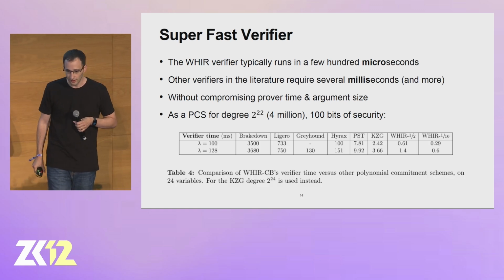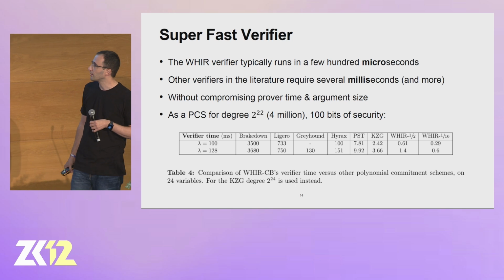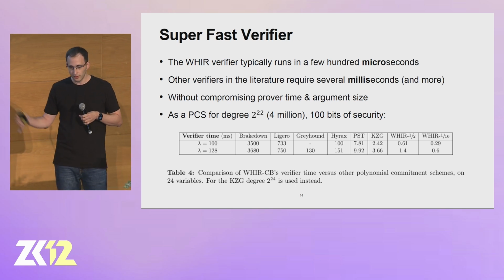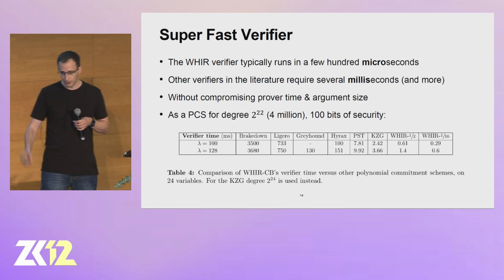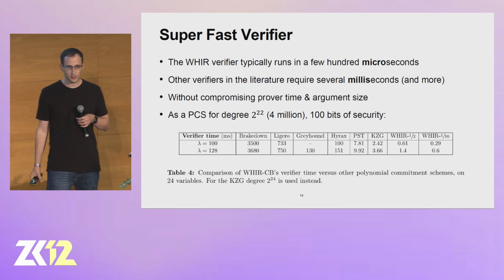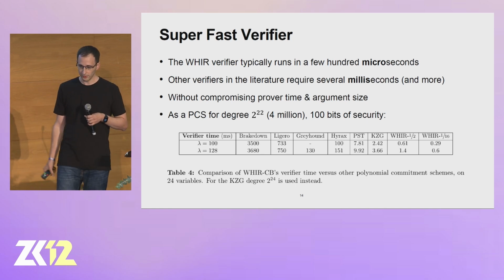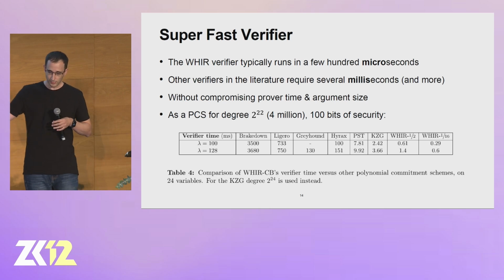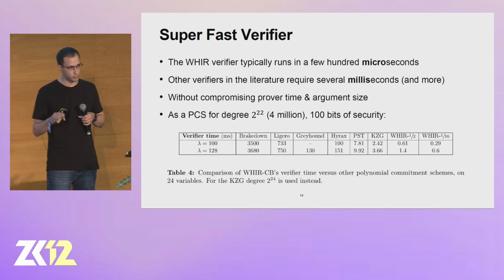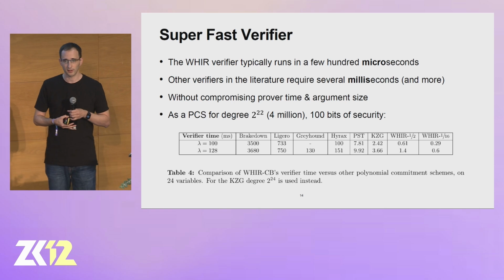Sorry, here's a slightly more detailed comparison with other schemes. So we have KZG here, and Ligero, and Brakedown, and Hyrax, and you can see the numbers. So usually these numbers are either large or a few milliseconds, where WHIR is the only one, depending on parameters, to go below the millisecond barrier.